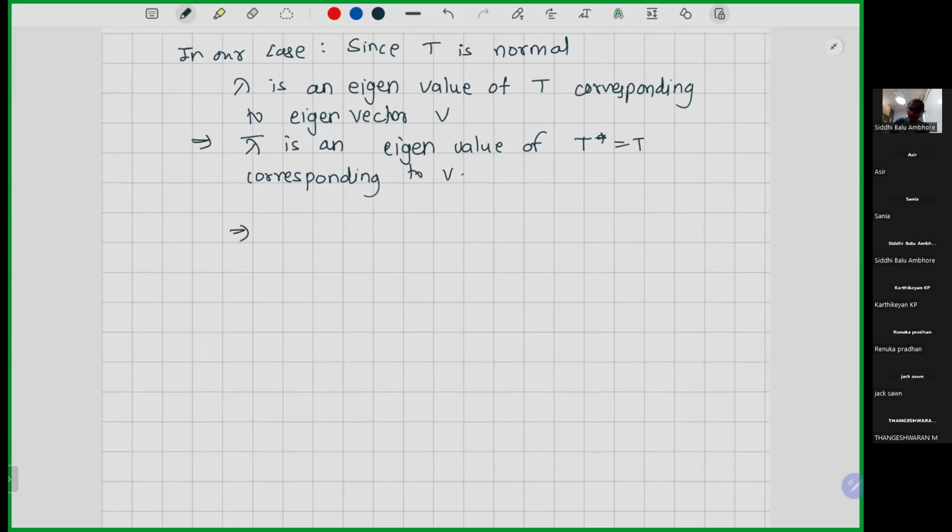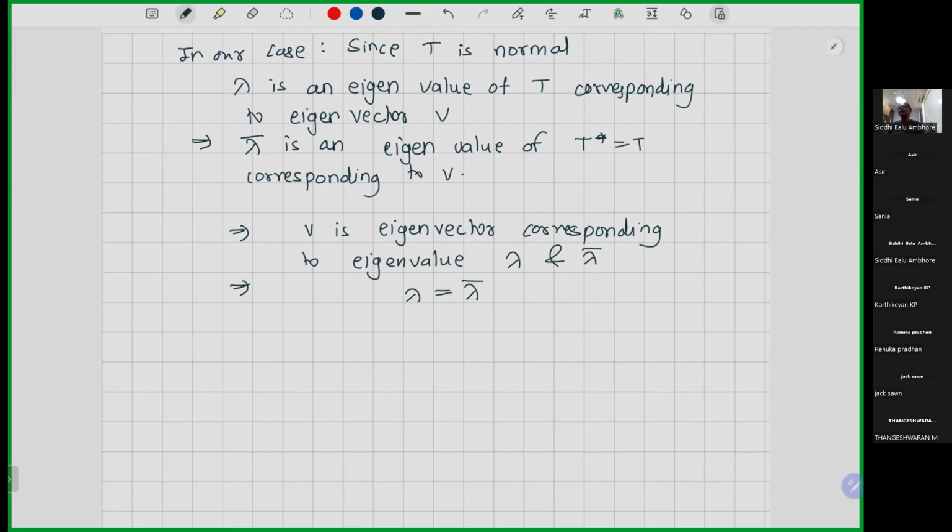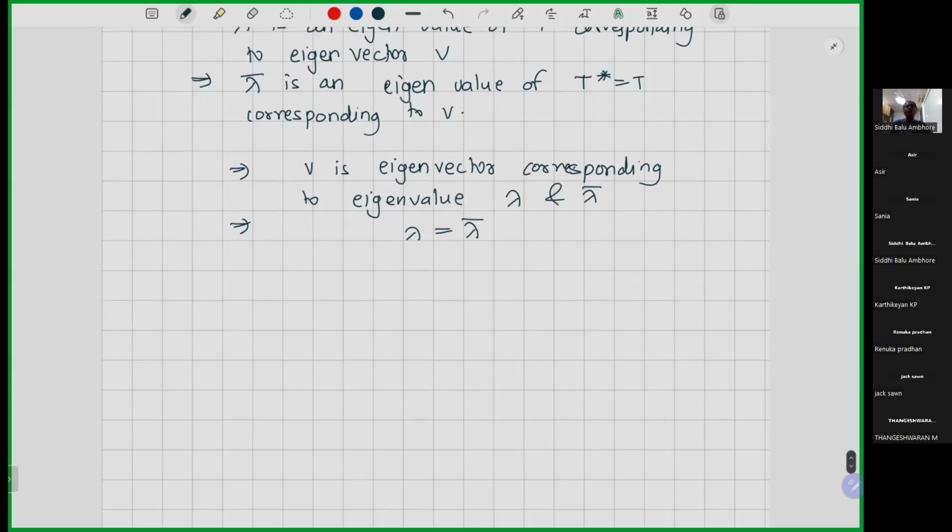So these imply what? V is an eigenvector corresponding to eigenvalues lambda and lambda bar. So this will imply that lambda is equal to lambda bar, right? Because we know that corresponding to distinct eigenvalues we get distinct eigenvectors, and if V is an eigenvector for two eigenvalues, then those eigenvalues must be equal. In our case, T star is equal to T, and this condition is important. So this will imply that lambda is equal to lambda bar. This implies lambda is a real number, right?